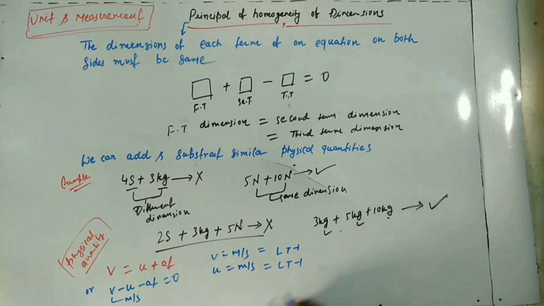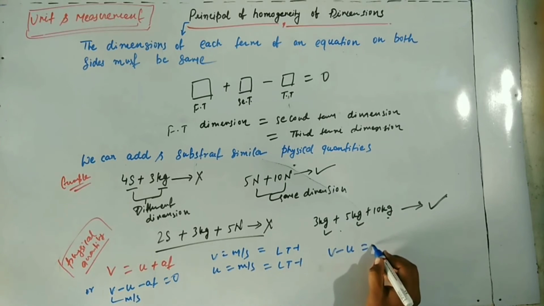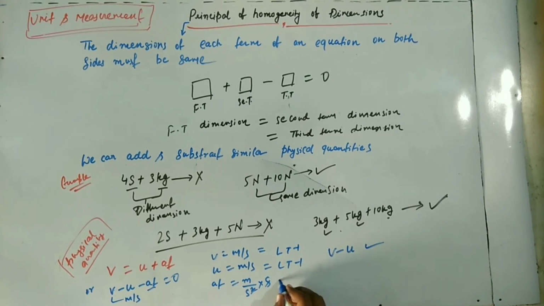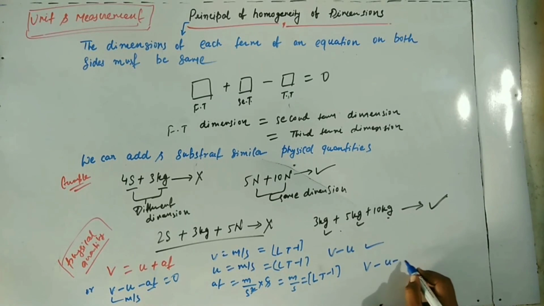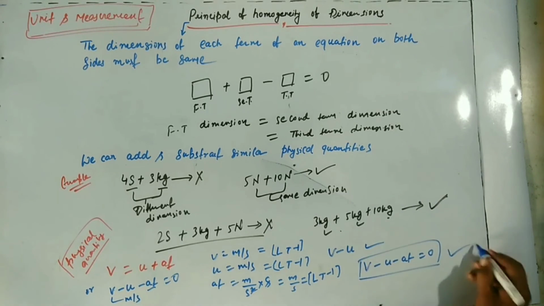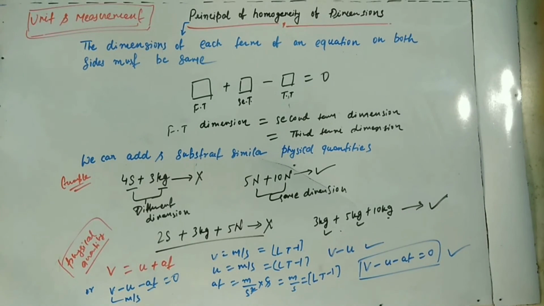Its dimensional formula is LT power minus 1, LT power minus 1. So u and v we can add or subtract. Next one is at. For at, the SI unit is meter per second square into second, so we can write LT power minus 1 in its dimensional form. So these three terms have the same dimensional formula, and this equation can be written as v minus u minus at equals 0.